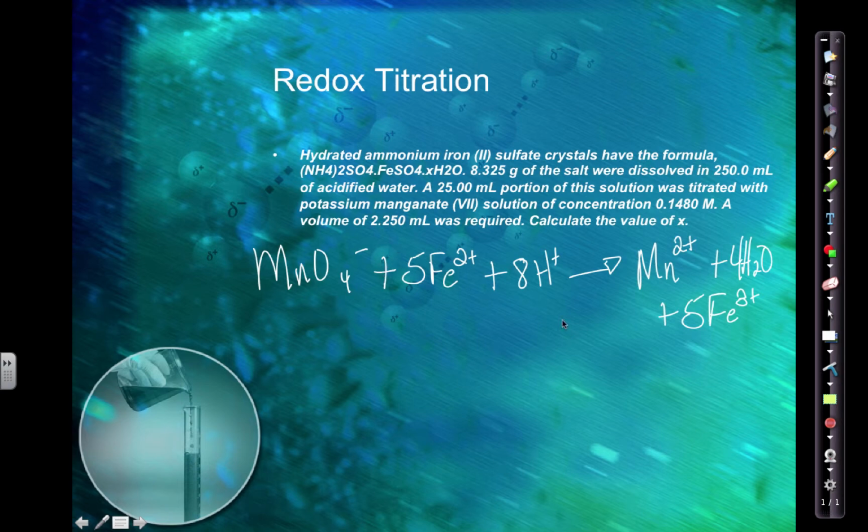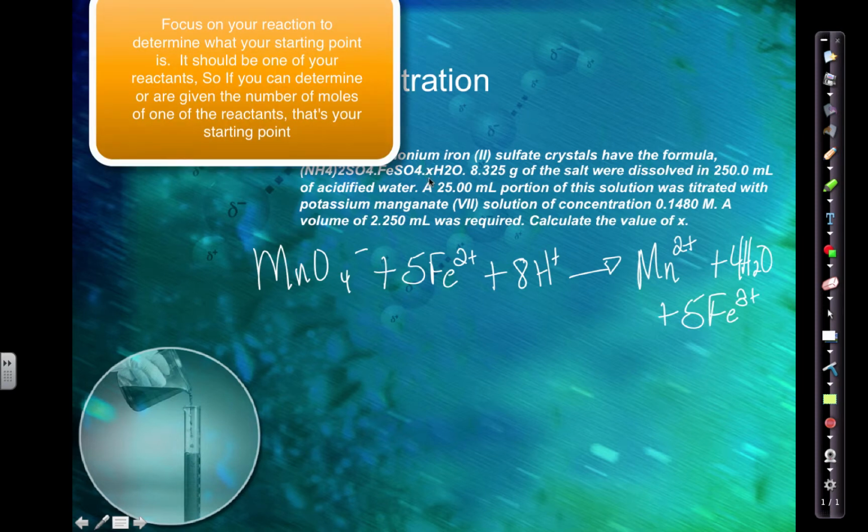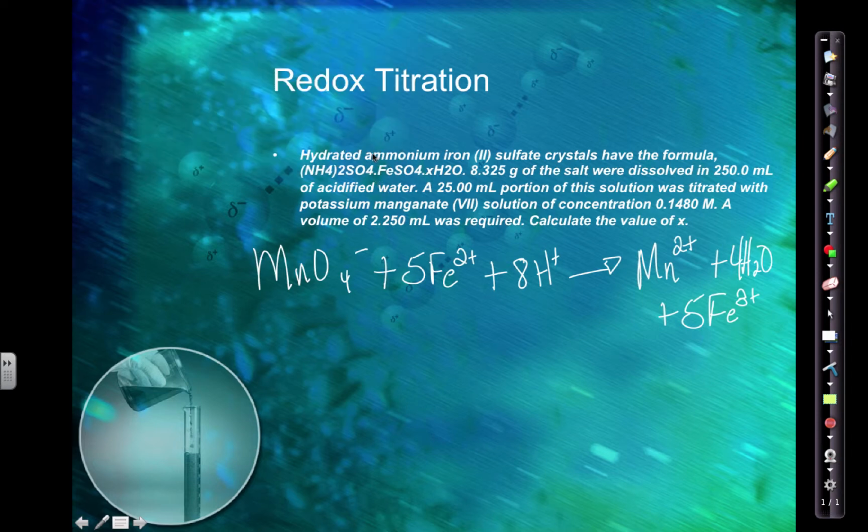All right, so now let's figure out our starting point. So ultimately I'm trying to figure out the number of moles of water here. So in order to do that, I need to know how many moles of salt I have versus water. So I need to know how much of the salt reacted with the permanganate. And when I look at this complex, what's going to react here is going to be the iron. So the iron is going to be the thing reacting.